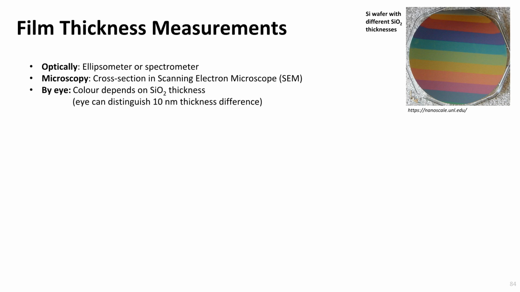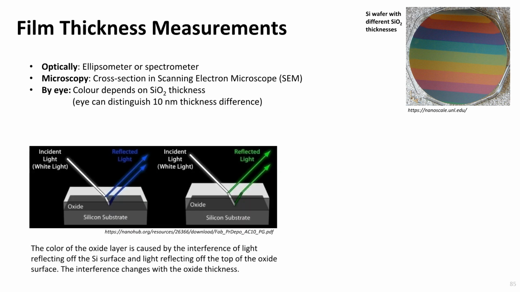Though it has some limitations. The human eye can tell the color difference between 2 silicon oxide layers with a thickness difference of only 10 nanometers. Silicon oxide is mostly transparent while silicon reflects a large spectrum of the incident light.